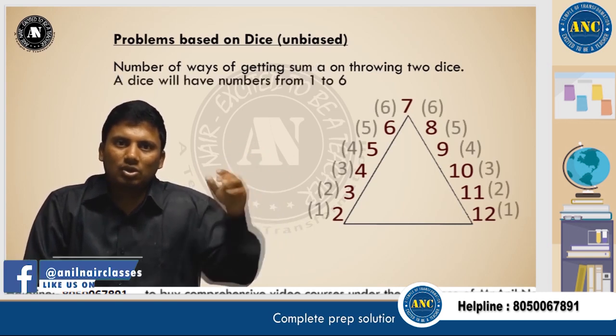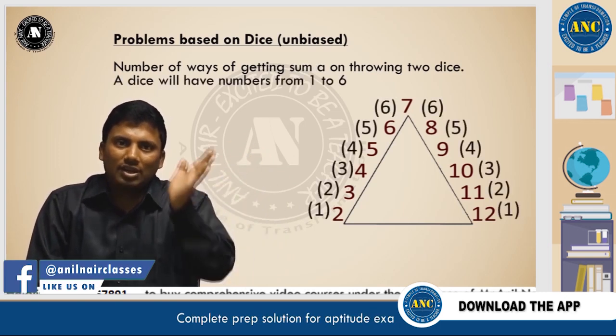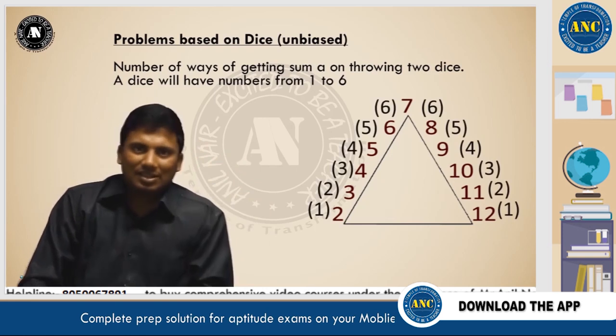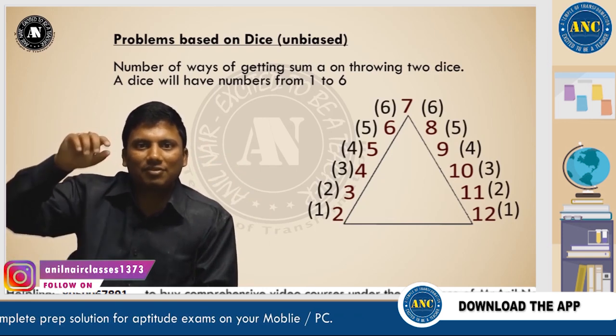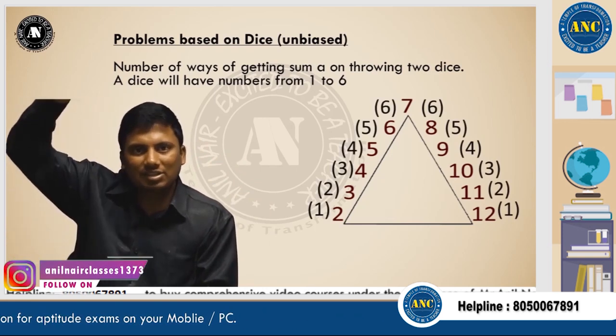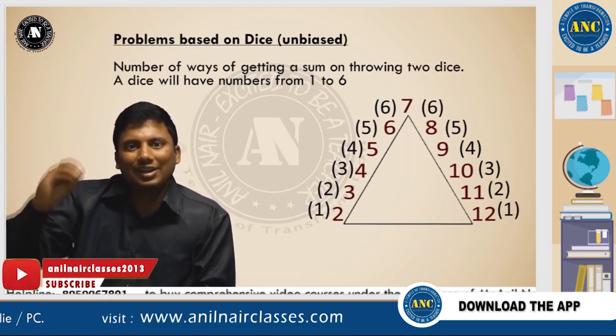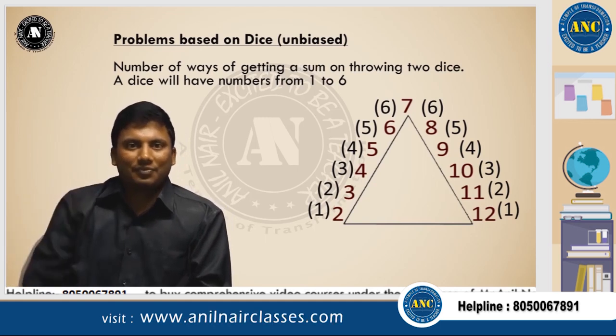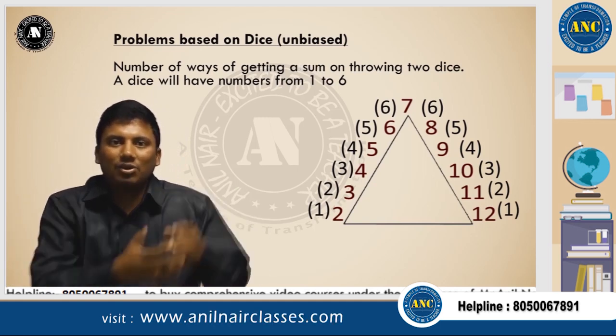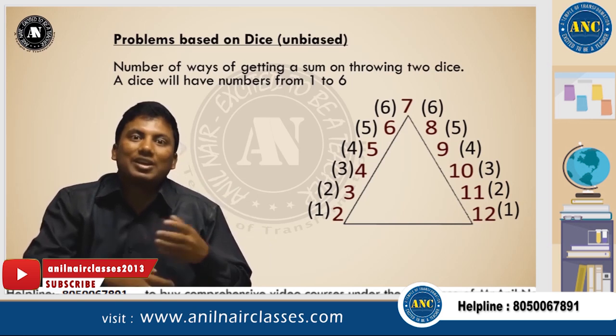1, next will be 2, next 3, next 4, next 5, next 6. That means for sum 7 the number of ways will be 6. After reaching 6, come back to 1. So it will be 5, 4, 3, 2, 1.